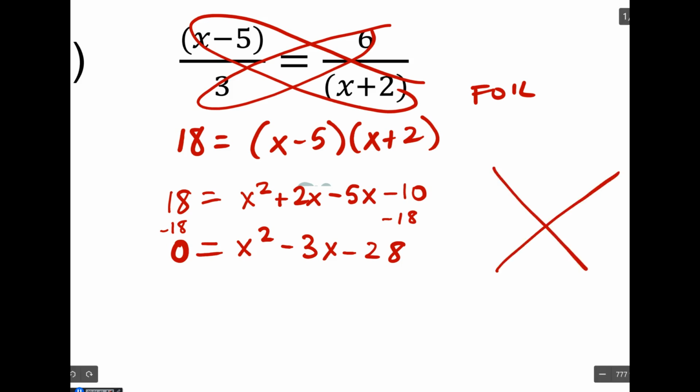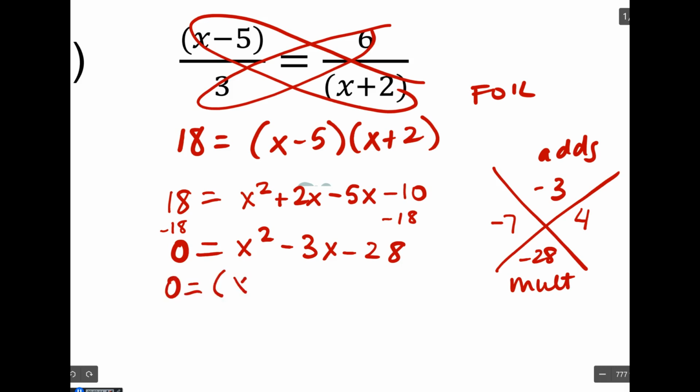So once you hit 0 equals x squared plus bx plus c, that ax squared plus bx plus c, you're looking for what adds to the middle, negative 3, but multiplies to negative 28. Okay, so what did you say it was? Negative 7 and 4. Okay, let's multiply them. You get negative 28. You add them, you get negative 3. So I'll replace this by saying x minus 7 and x plus 4.